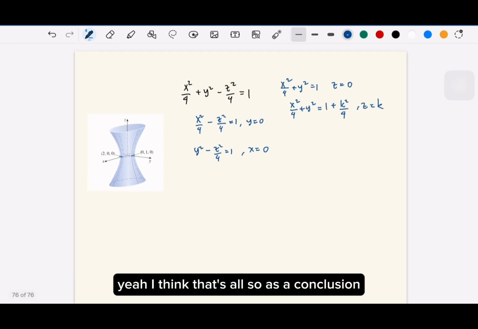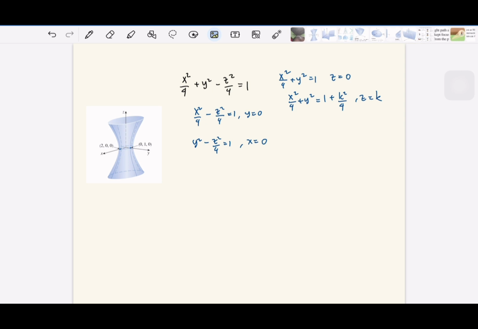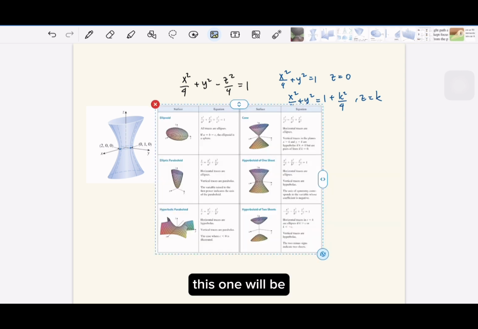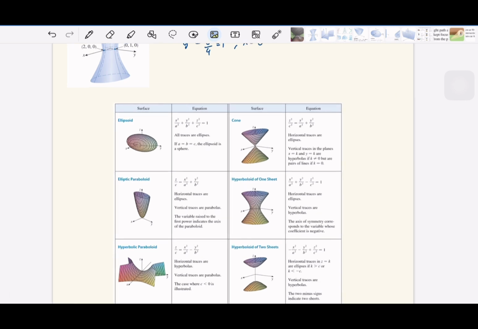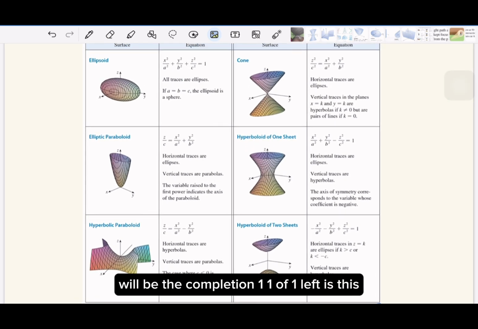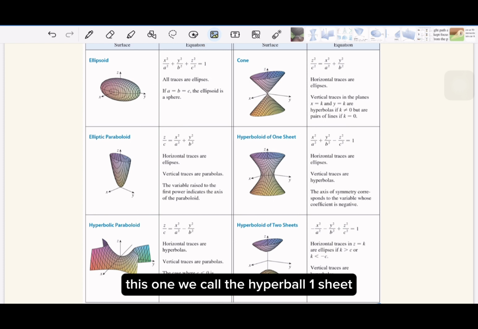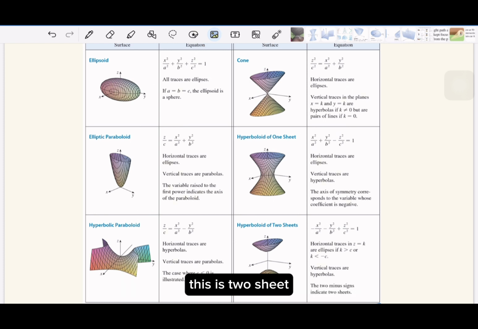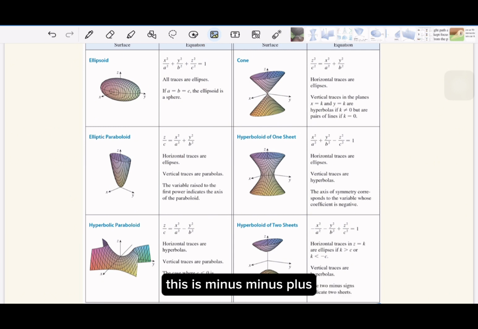I think that's all. As a conclusion, one left is this. This is actually similar to this one. This one we call a hyperboloid of one sheet. This is two sheets. The difference is we have plus plus minus. This is minus minus plus.